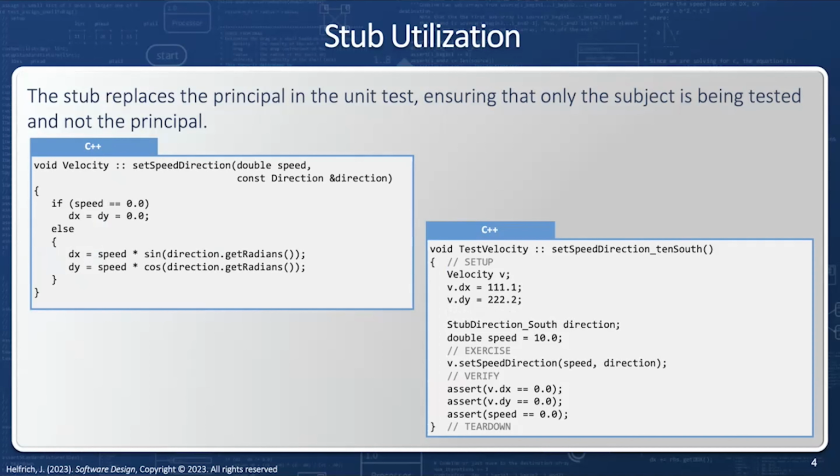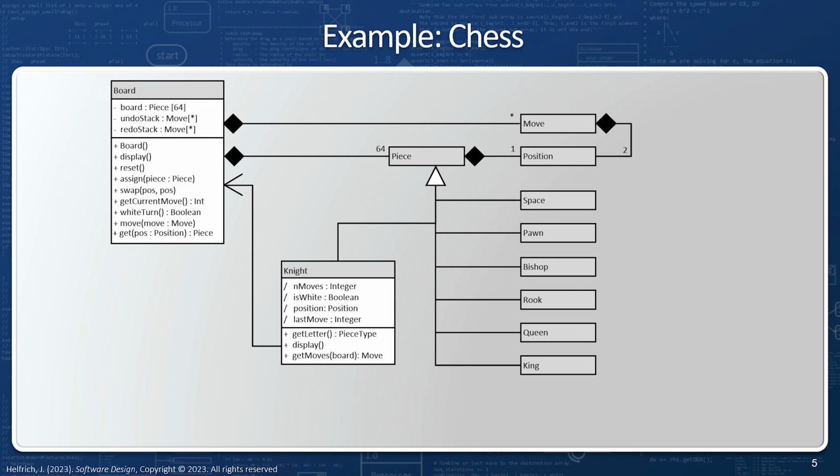And that's the whole goal: I want to make sure that I'm only testing one method and one method only. I'm not going to test other methods in other classes by accident. So let's take a look at a far more complicated example.